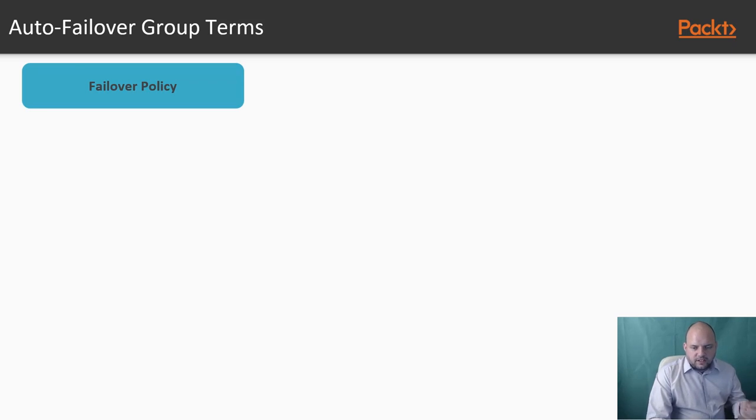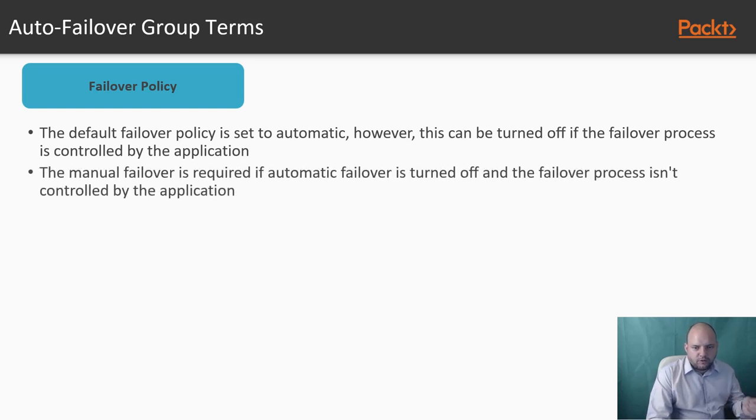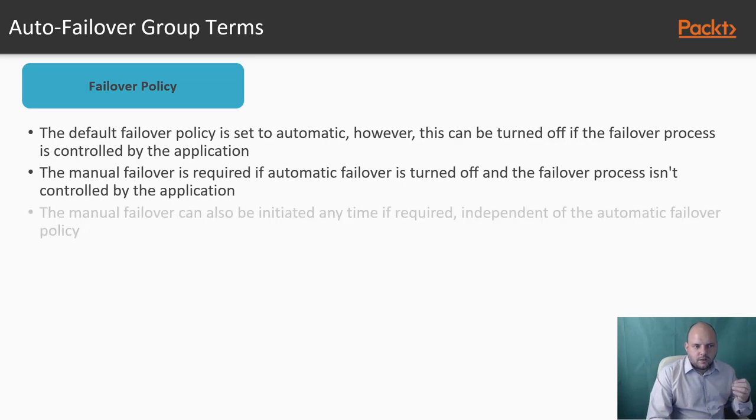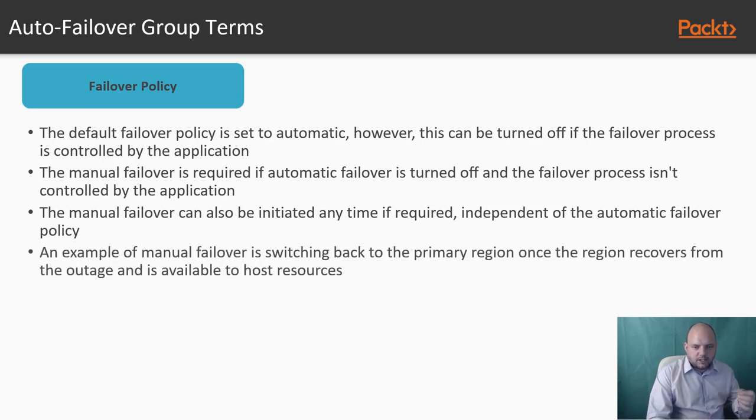Failover policy. The default failover policy is set to automatic. However, it can be turned off if the failover process is controlled by the application. Manual failover is required if automatic failover is turned off and the failover process isn't controlled by the application. Manual failover can also be initiated anytime if required, and this is independent of the automatic failover policy. An example of a manual failover is switching back to the primary region once the region has recovered from the outage and is available to host resources again.